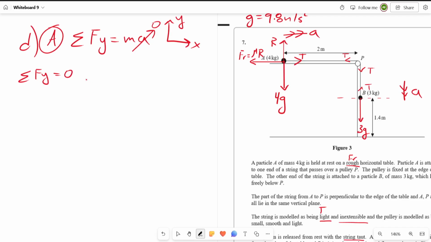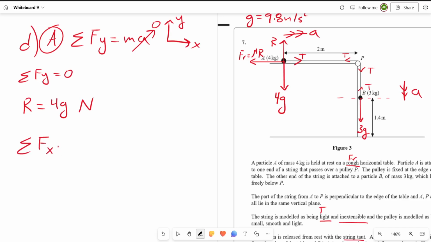That means that the forces in one direction are going to equal forces in the other direction. So over here I will have my R force, which is upwards, going to equal my downward force, or the force in the opposite direction, which is 4g. So my R is basically 4g newtons. That's the first thing. Second thing, let's do the same thing but for the x now.